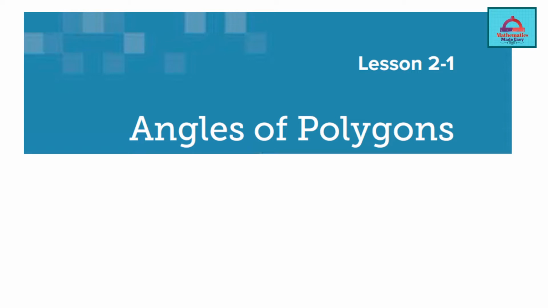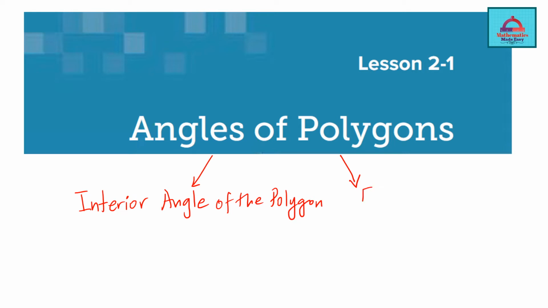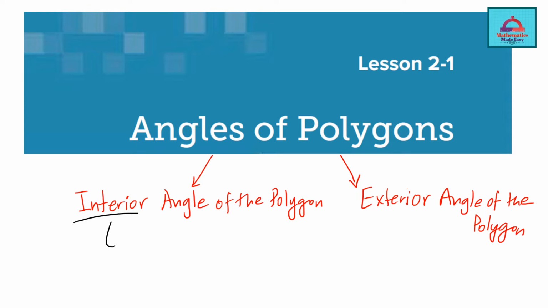And if you remember in the last video, which was on interior angles, we talked about the formula. So there are two types of angles that are possible. One is the interior angle of the polygon and one is the exterior angle of the polygon. As the name suggests, interior means inside, so the angles are going to be inside the polygon. And if exterior, then they are going to be outside the polygon.